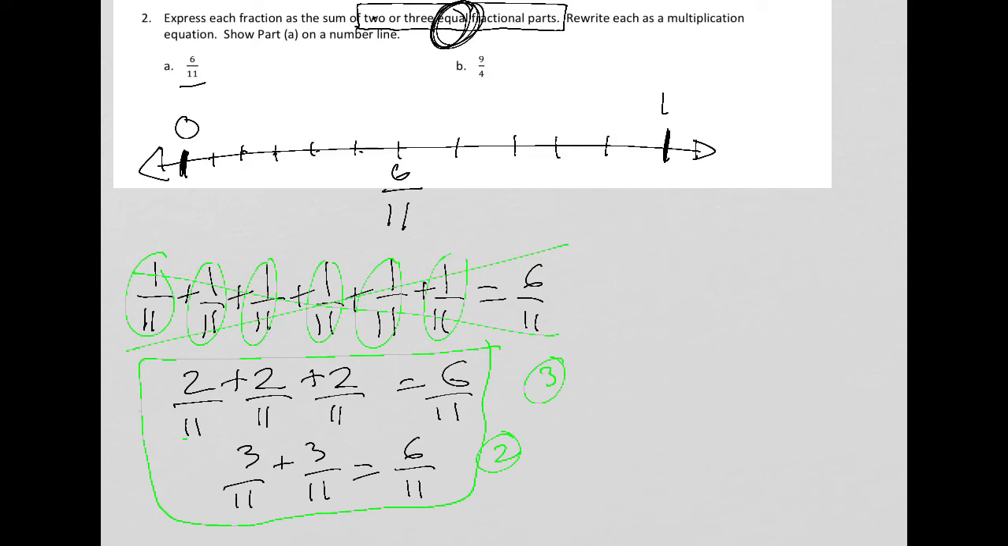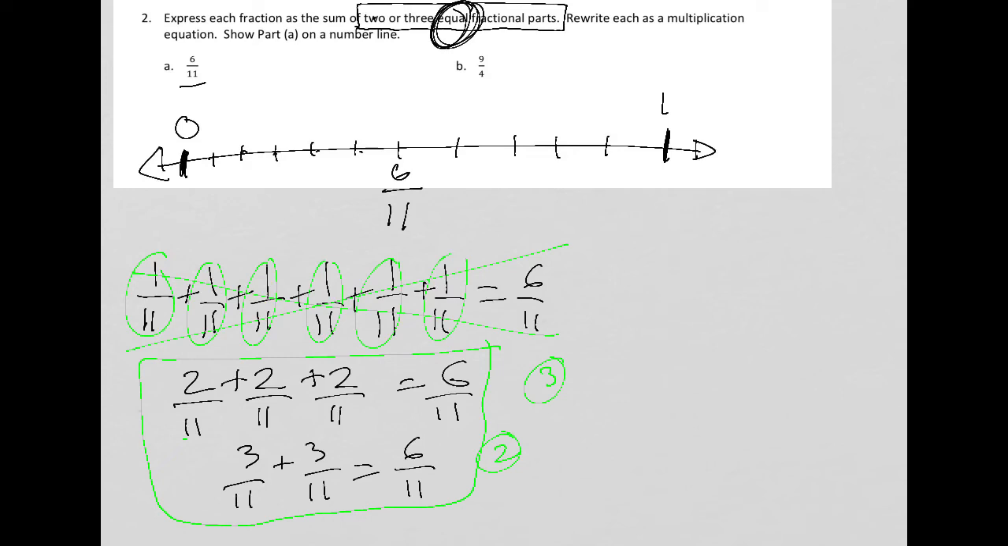So I'm following the directions there. All I'm doing is rewriting 6/11ths, almost like the sum of an addition problem, and I'm trying to see which add-ins together equal that 6/11ths.